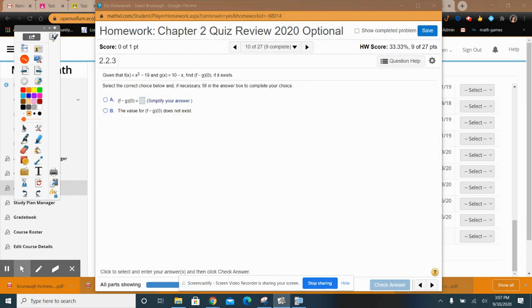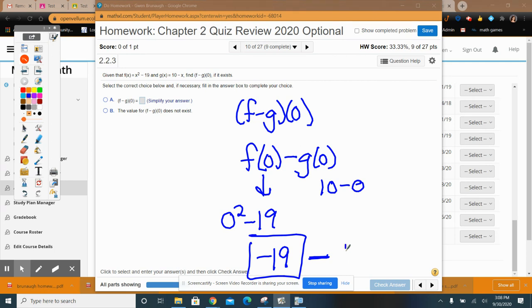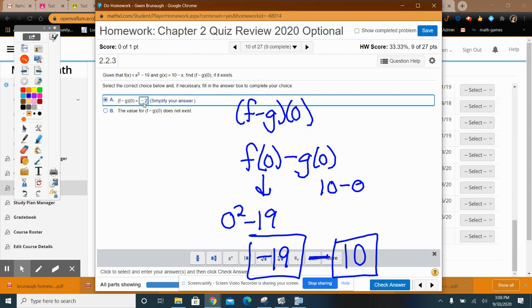Now we're going to do some problems where we're going to have to do some calculating. f minus g of 0 is the same thing as f of 0 minus g of 0. So what is f of 0? We'll plug it into function f. That's 0 squared minus 19, which is -19. g of 0 is 10 minus 0, which is just 10. -19 minus 10 gives us negative 29.